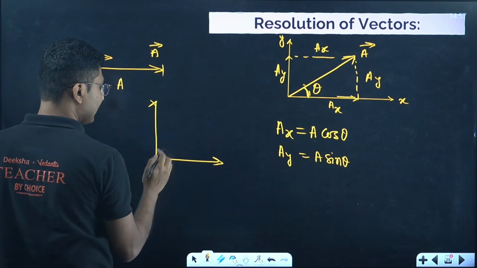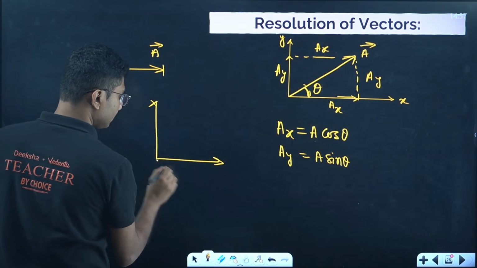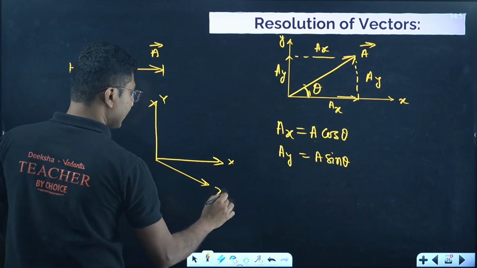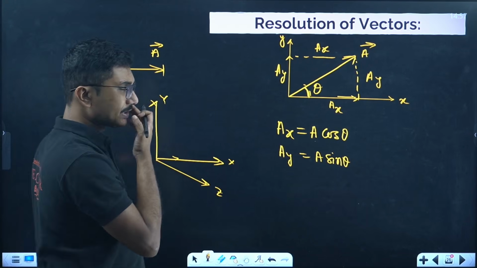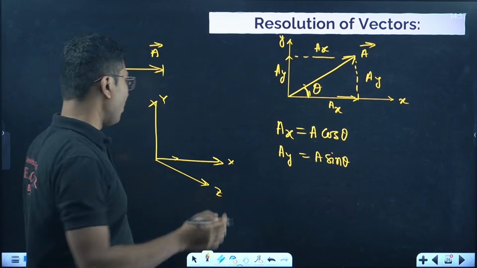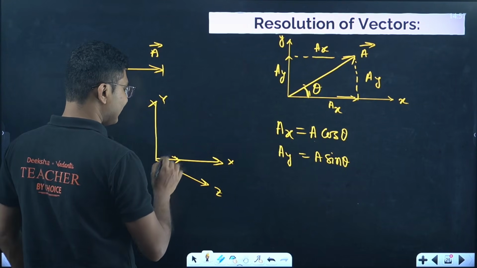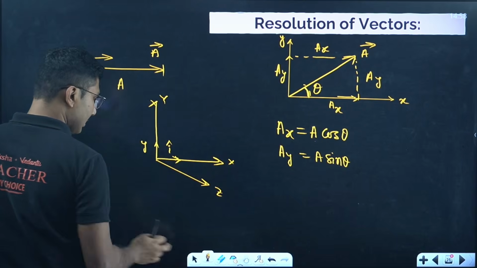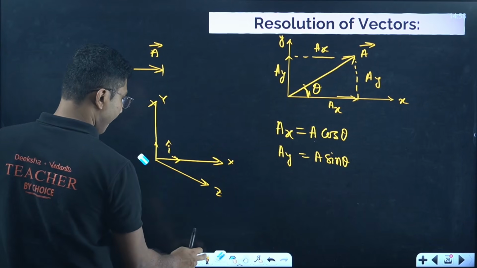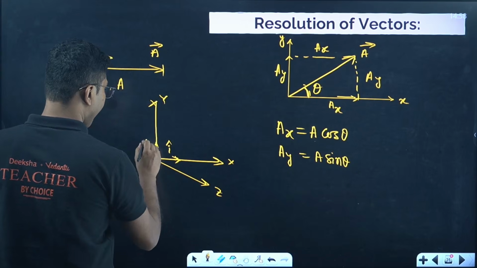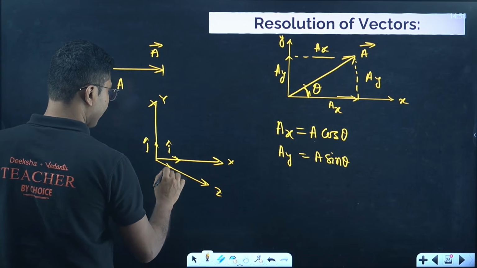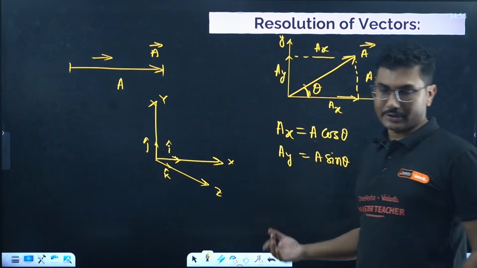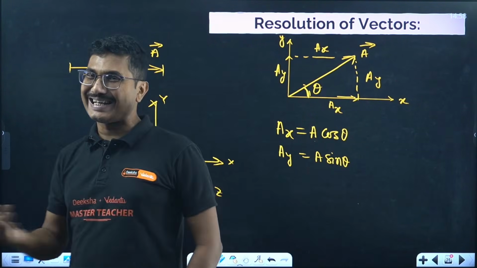x, y and z. The unit vectors are basically the projection of one unit vector on the x-axis, which is written as i cap. For the y-axis it is written as j cap, and for the z-axis it is written as k cap. In 3 dimensions, i cap, j cap, k cap are called the 3 unit vectors. These unit vectors can be used to represent any vector.